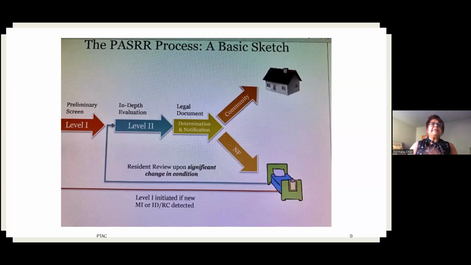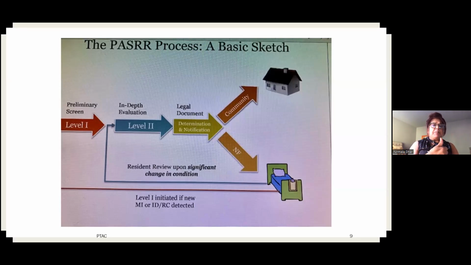So this is a very brief process workflow of how it works. And as you can see at the bottom, it says resident review, which we will be going into. It is also a kind of evaluation we do when there's a significant change in the condition of someone who is already living in a nursing home. Okay. So again, take a look at it.